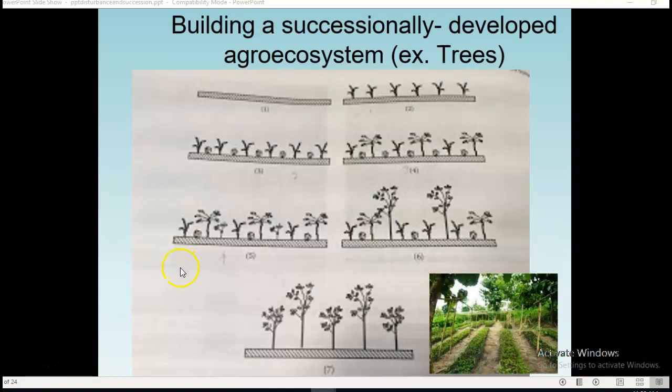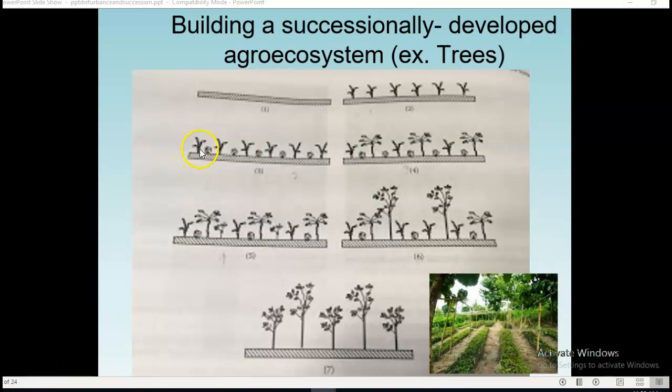So how do we do that? Here's an example from the textbook of building a successionally developed agroecosystem with trees. And this is just one example of what you can do to actually manage succession. You can start with annual cropping, but we're going to move beyond that. So let's just talk about bare ground after a major disturbance. You can put in some fast-growing pioneer type species of annual crops, but soon you do need to add other crops, and this is part of the intercropping that we've talked about. You do need to put in nitrogen fixers, for example, plants with different root depths.